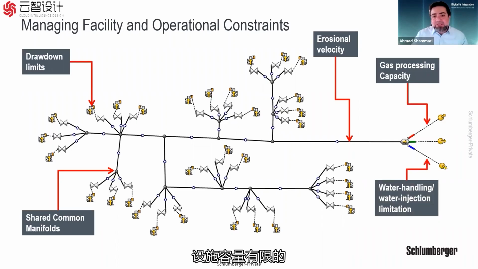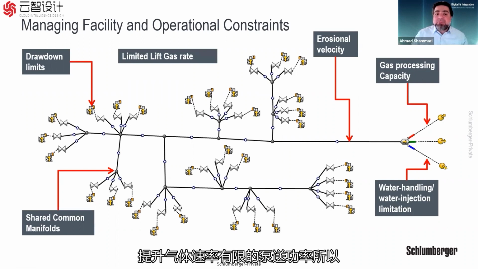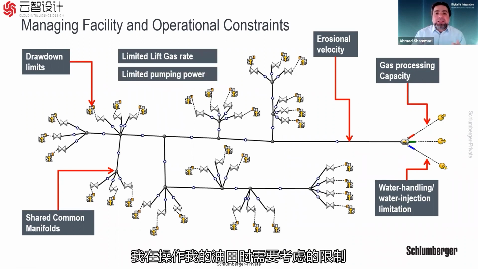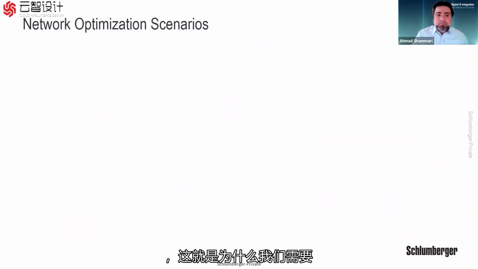The facilities capacities, limited lift gas rate, limited pumping power. So all these are constraints that I need to consider when I operate my field, okay? And that's why we need what we call the network optimization. Network optimization is a big challenge.